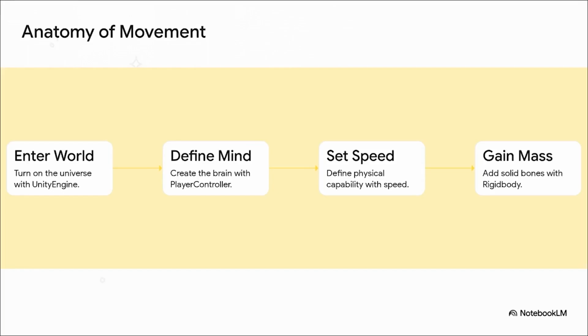Step 1, we entered the world and literally turned on the universe. Step 2, we defined the mind and gave it a VIP pass to interact. Step 3, we set the physical capability and the muscle twitch with our speed. And finally, step 4, we gained mass and solid bones. Just 4 lines of code. That is literally all it took to build a complete, structurally sound, ready-to-move character standing at our starting line. We've translated the complex anatomy of physical reality into a language the machine perfectly understands.